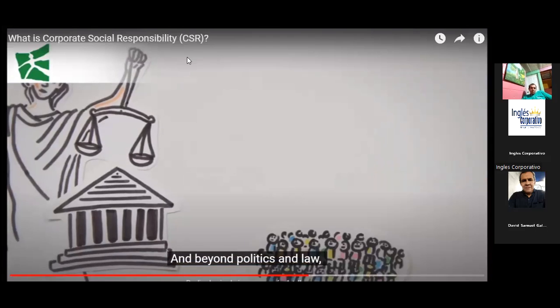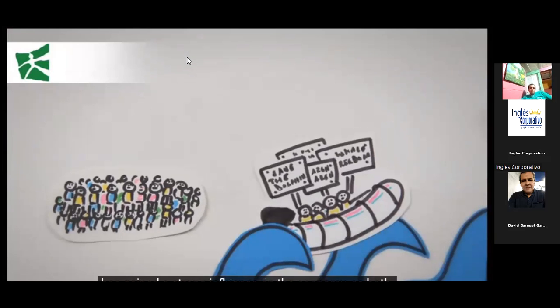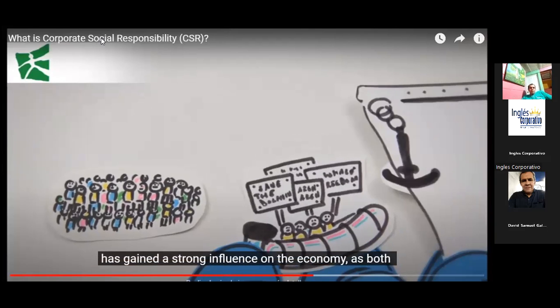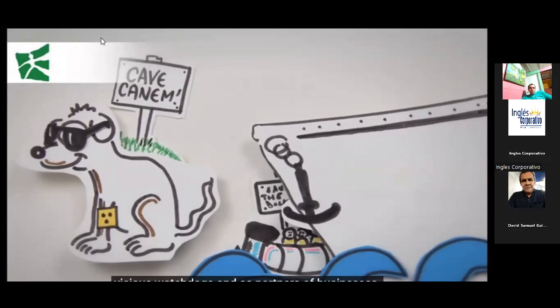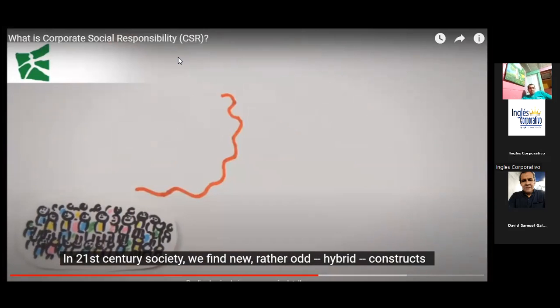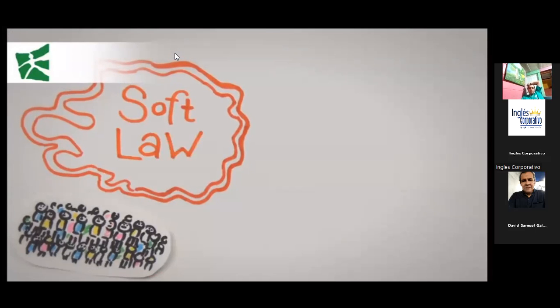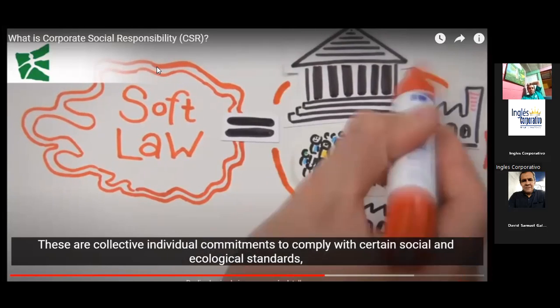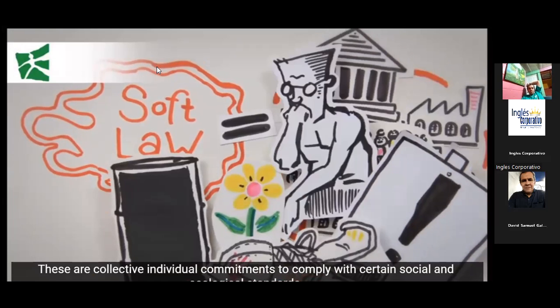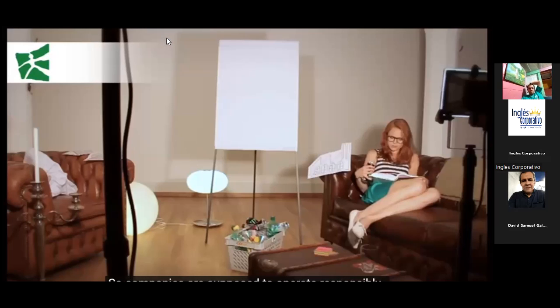And beyond politics and law, civil society, in particular NGOs, have gained a strong influence on the economy, as both vicious watchdogs and as partners of business. In the society of the 21st century, we find new, rather odd, hybrid constructs under the notion of soft laws. These are collective individual commitments to comply with certain social and ecological standards, such as collective industry agreements or the UN Global Compact. So companies are supposed to operate responsibly.